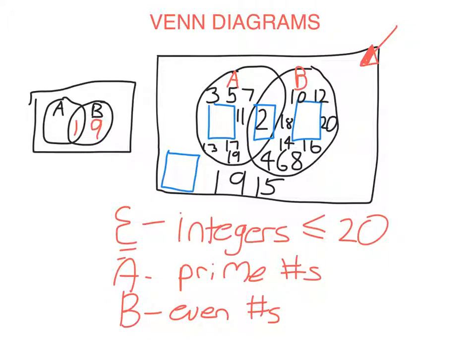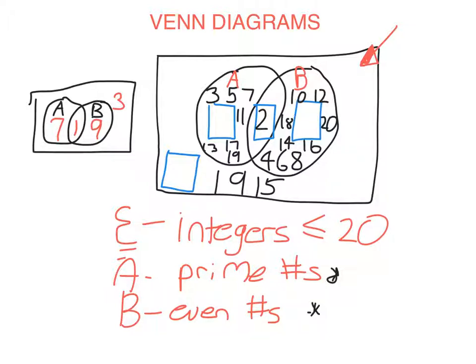There are 7 numbers that are in A but not B, so they are all the numbers that are prime and not even. And there were 3 numbers outside these sets that are not in A and not B. So what we've done is we've taken 2 categories, prime numbers and even numbers, and we've come up with a way to display very simply how many numbers are in each category, how many numbers are in both, how many are in neither. And this is what we need to do to help us calculate probabilities.